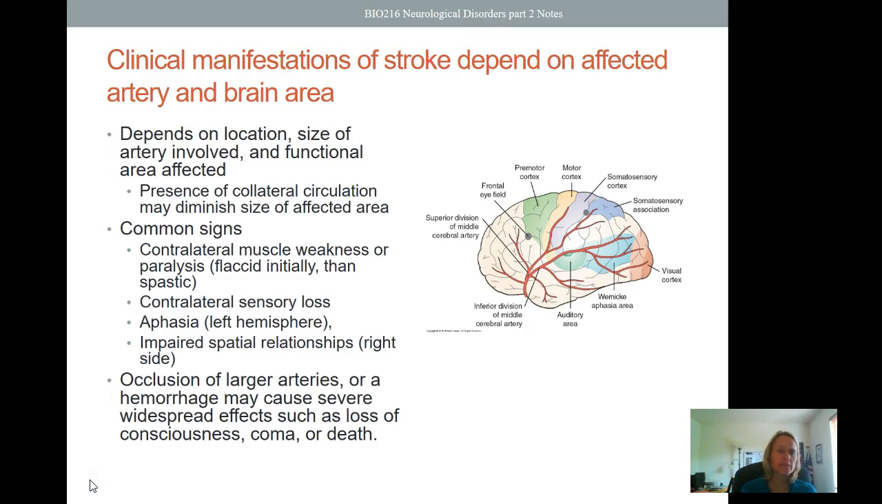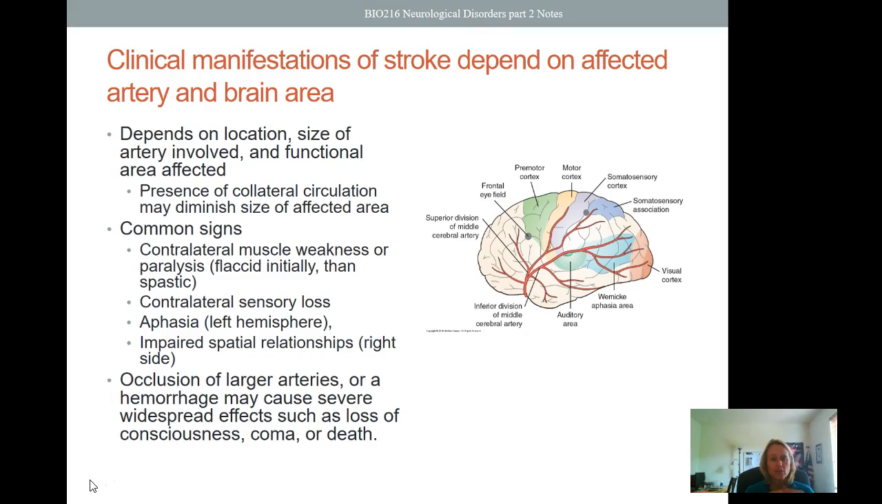The clinical manifestations of a stroke are going to depend on what is the artery affected and the brain area served by that artery. So it's going to depend on not only location, but also the size of the artery and what is the function of that area. The presence of collateral circulation, which can occur in some thrombotic strokes, may help to diminish the size of the affected area. So that's another factor.